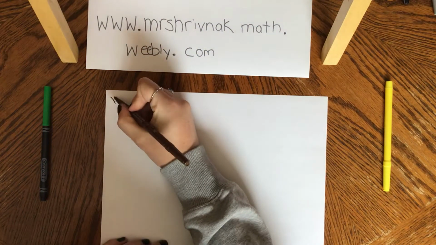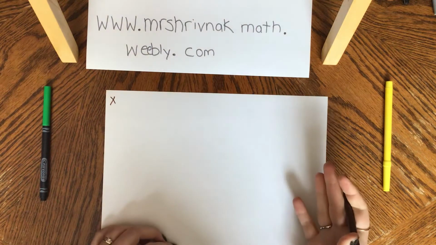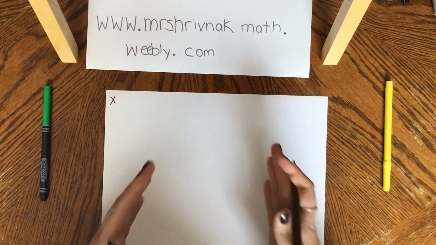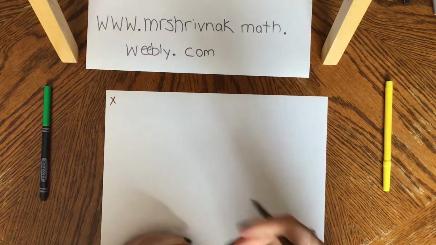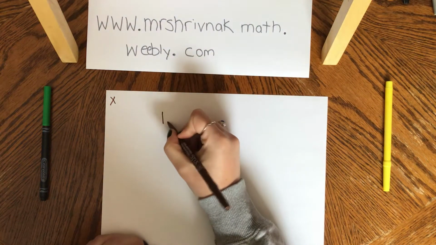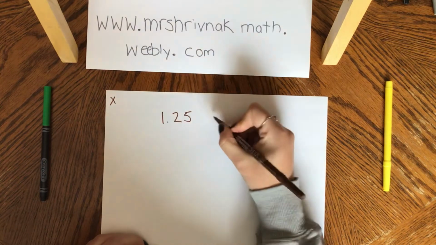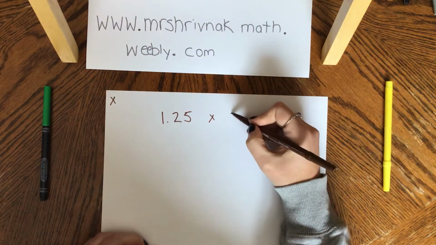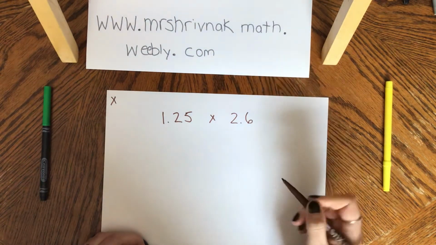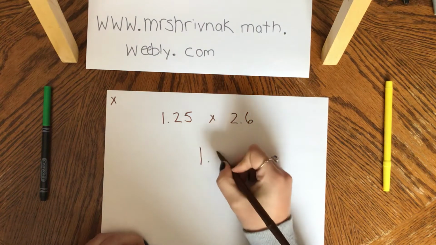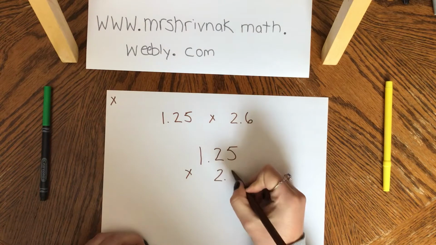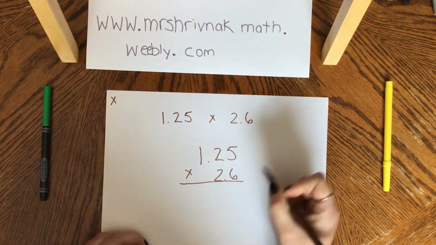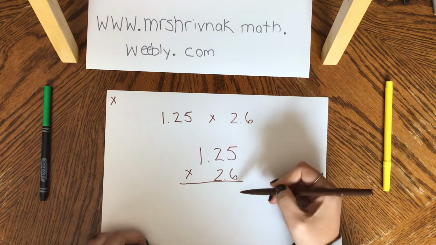So first, multiplication. When we multiply decimals, the idea is that we no longer line up the decimal point, we line up the digits on the right. So let's say that I have 1.25 times 2.6. Okay, so I'm going to rewrite my problem, and I don't care about the decimals right now. I'm just going to make sure that everything lines up on the right.